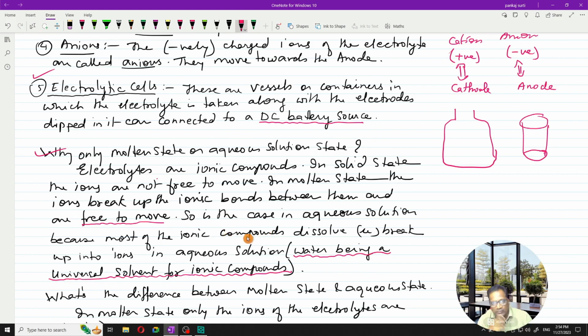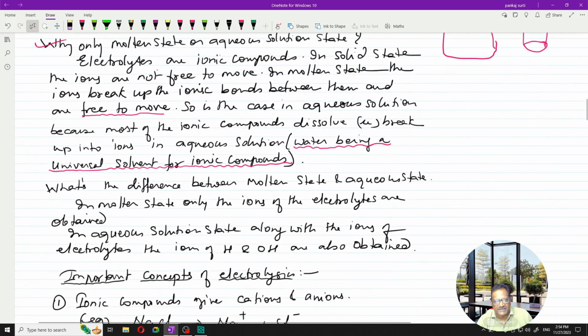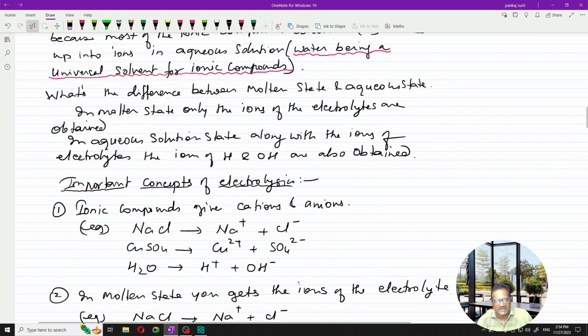Okay, free to move. So this is the reason why the molten state or the aqueous solution state of the electrolyte is very, very important. You cannot carry out electrolysis of any electrolyte in the solid form or in the compound form. Now what's the difference between molten state and aqueous state?